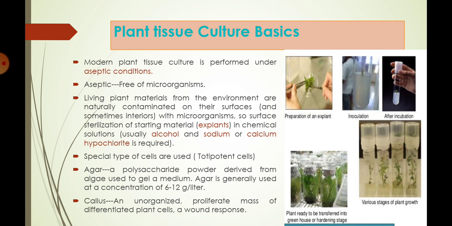And in plant tissue culture we use a special type of cells that is called totipotent cells. They have special characteristics, we will know in the next slide. And in plant tissue culture we will use agar in the medium, that is, in the nutrient medium we will use agar. Agar is a polysaccharide powder derived from algae, and it makes the medium solid. And another term will come, that is callus. Callus is an unorganized mass of cells.